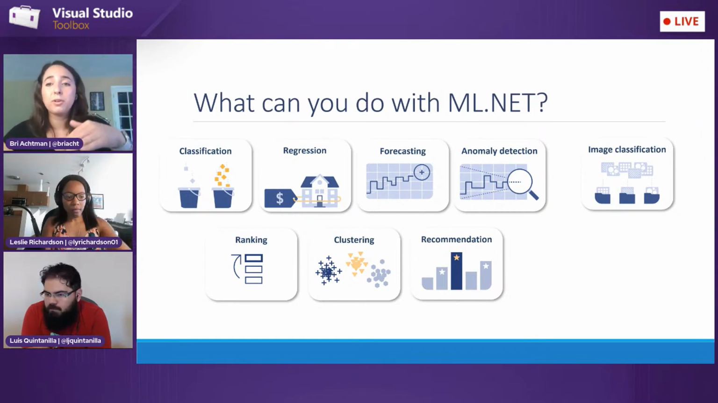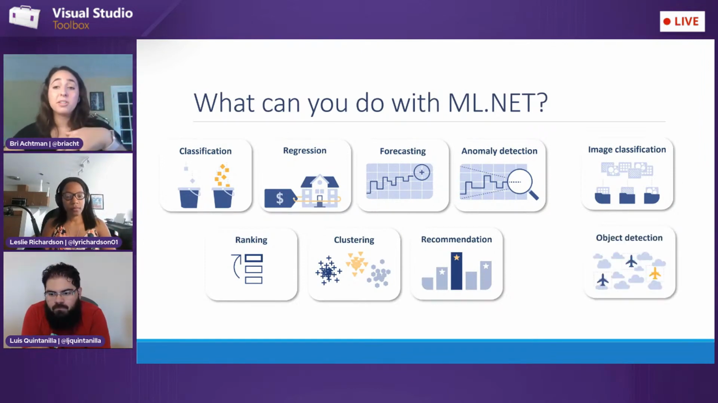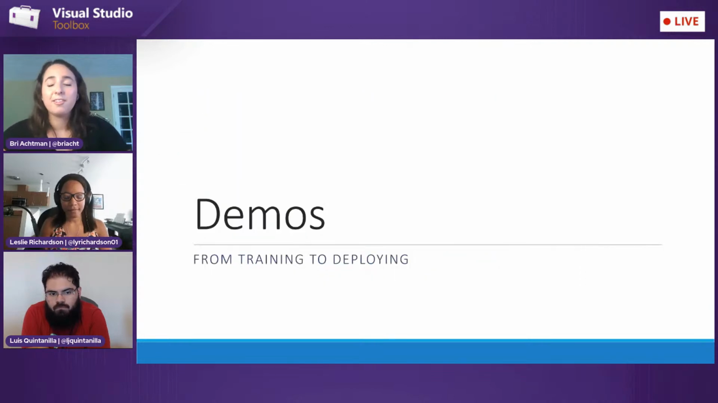When we're talking about deep learning, that would be things like image classification and object detection, which you can also do in ML.NET. And the difference here is image classification would be, you have one image and you say this image is a dog, this image is a cat, versus object detection is you're identifying and detecting multiple objects within one image. So you could say in this image, here's the cat, here's the dog. So you can do all these things with ML.NET.